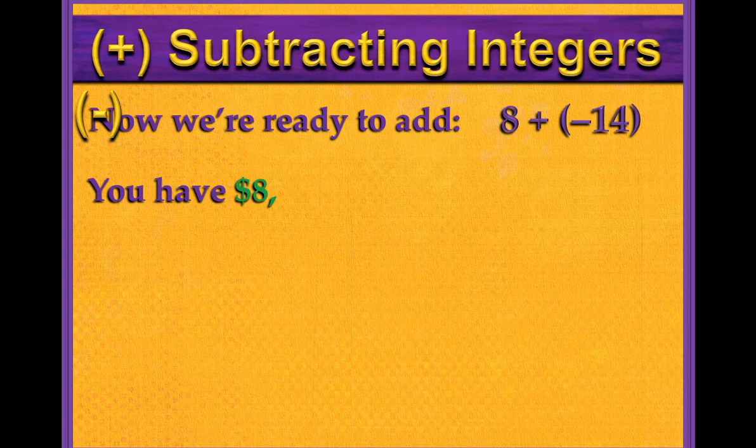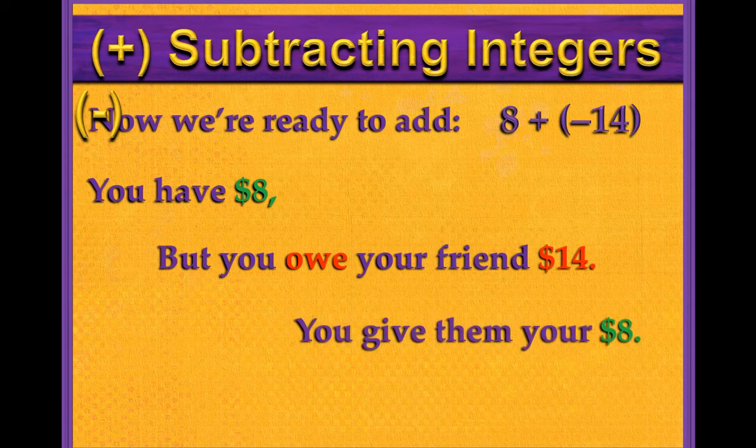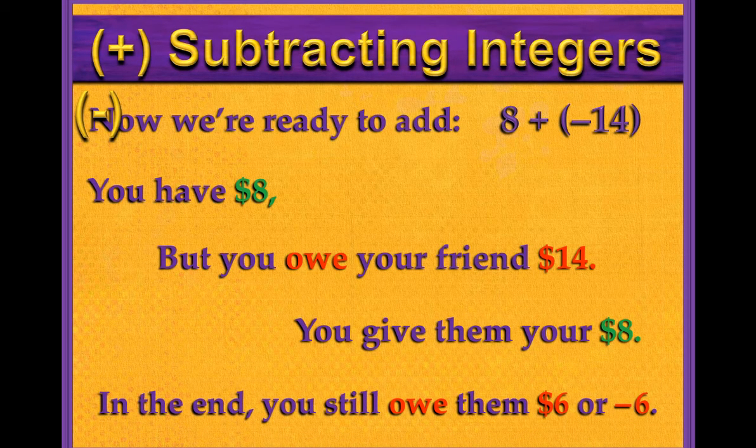I've got $8 in your pocket, but you owe your friend $14. You give them your $8, but you still owe them $6. Negative 6. Got it? Simple.